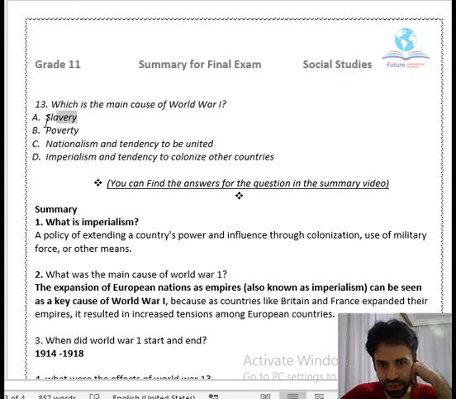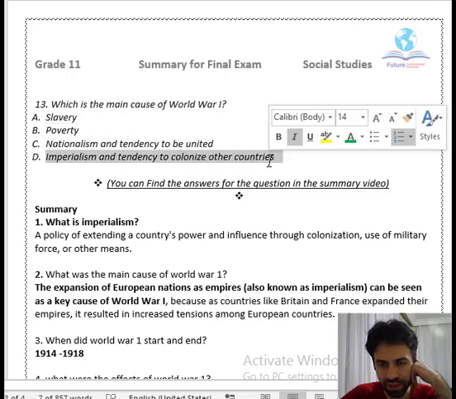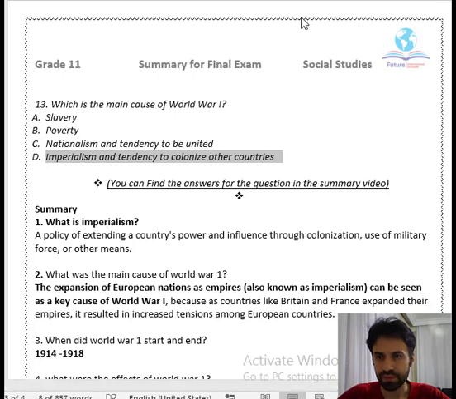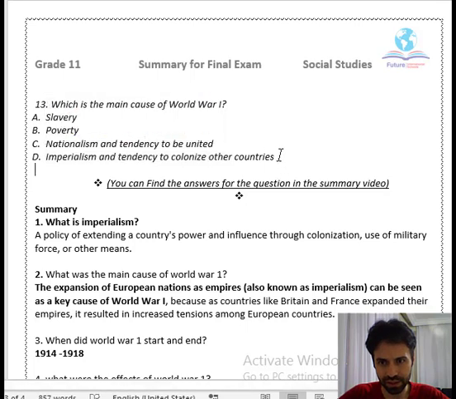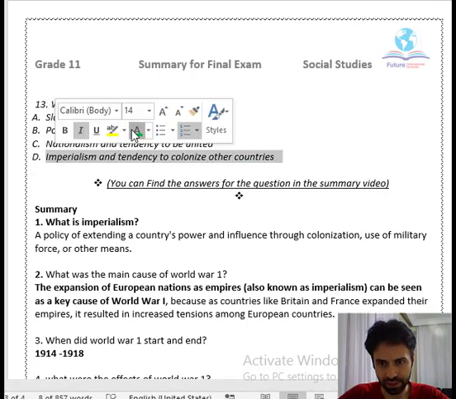Question number 13, what is the main cause of World War I? A. Slavery, B. Poverty, C. Nationalism and tendency to be united, D. Imperialism and tendency to colonize other countries. So which one do you think is the right answer? Very good. It is D. D is correct, right? Okay.